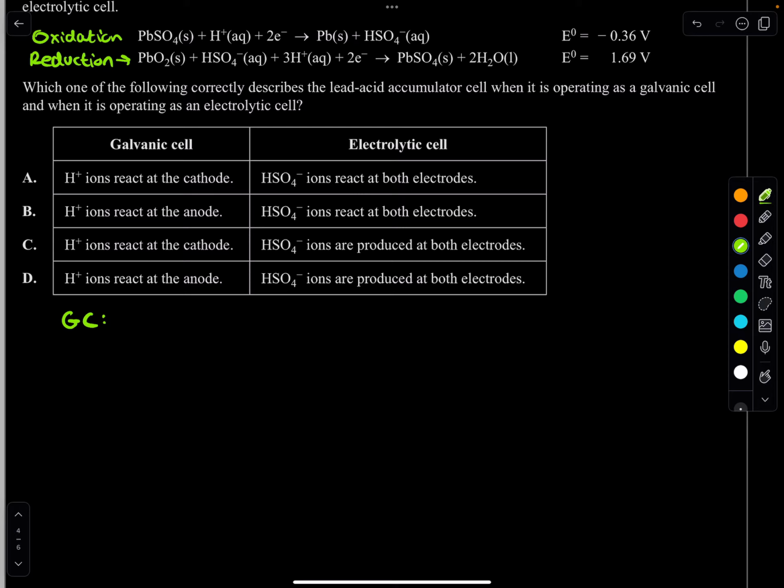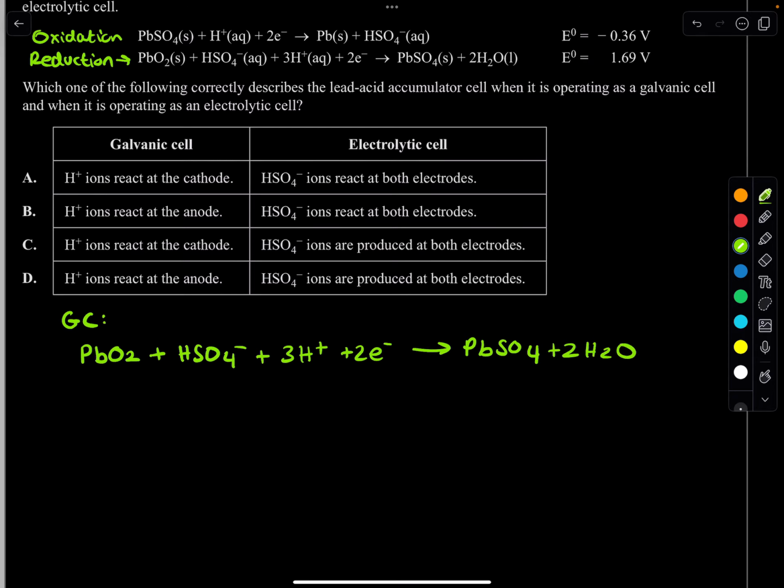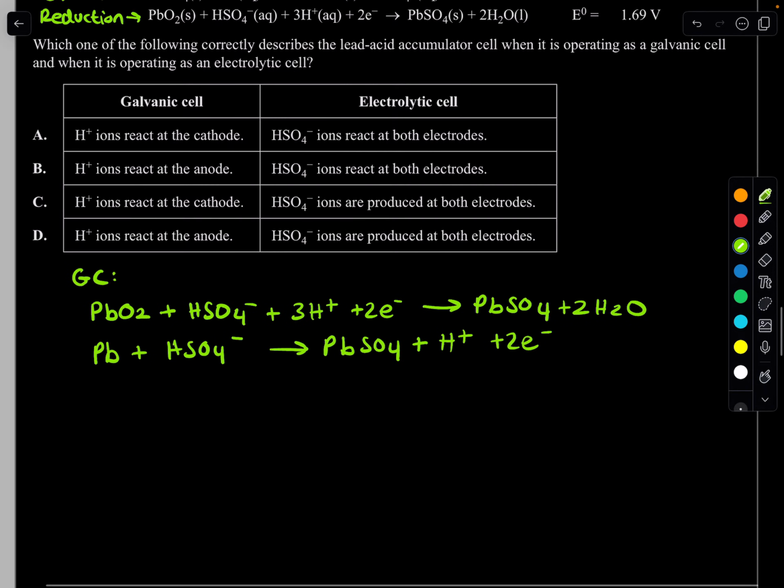So reduction is basically PbO2 plus HSO4 minus plus 3H plus plus 2 electrons goes to PbSO4 plus 2 H2O. And so the other one's going to be Pb plus HSO4 minus gives us PbSO4 plus H plus plus 2 electrons. So that's what our galvanic cell reaction is going to go.